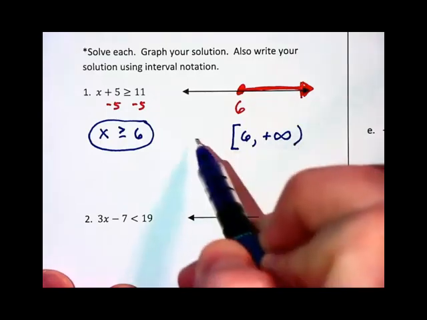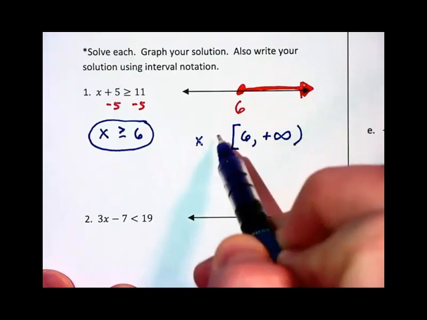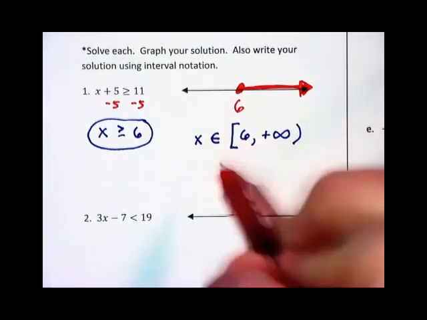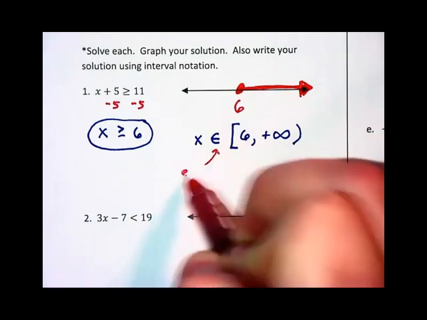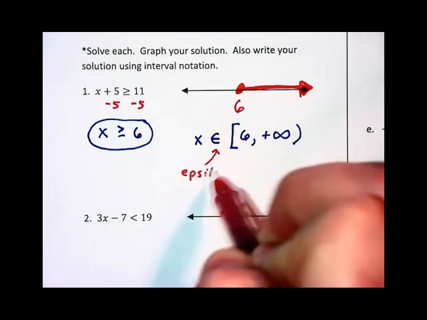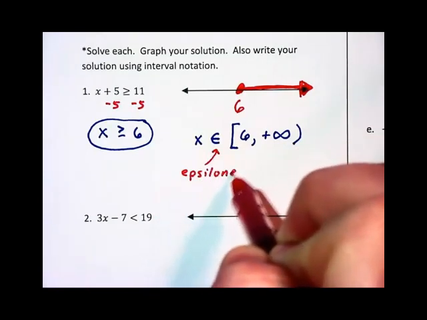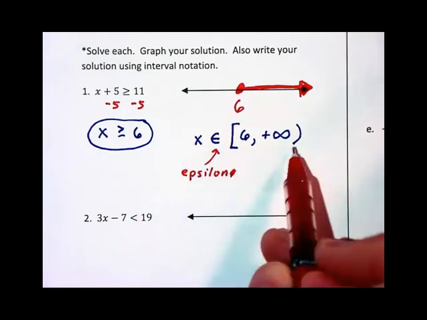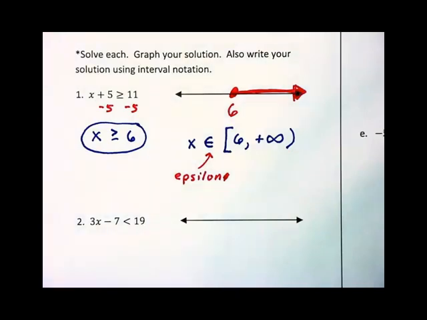And sometimes we even write x is an element of. That little squiggly e is the Greek letter epsilon, and it stands for "is an element of," or "is a subset of," or x is contained within this set.